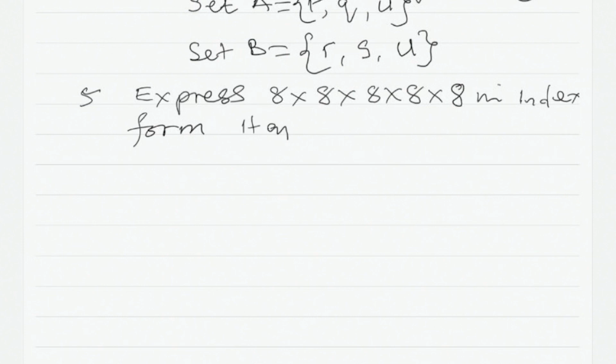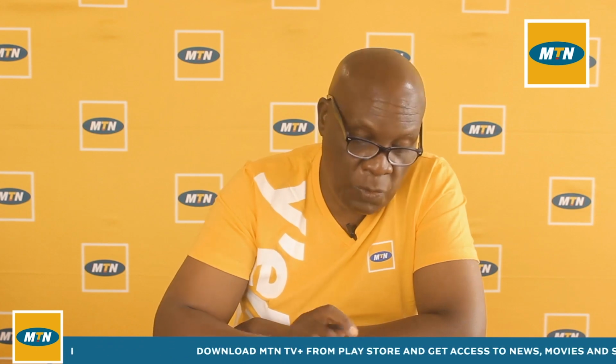So this gives us the power. So this is going to be written as 8 to the power 5. That means we have written this 8 times 8 times 8 times 8 times 8 in its shortest form. That will give us the answer 8 to the power 5. And our answer here is going to be A, which is 8 to the power of 5.